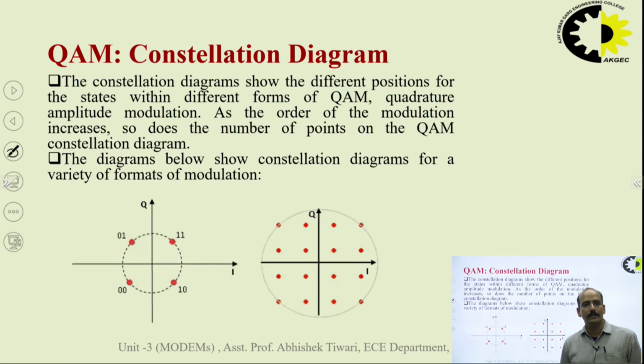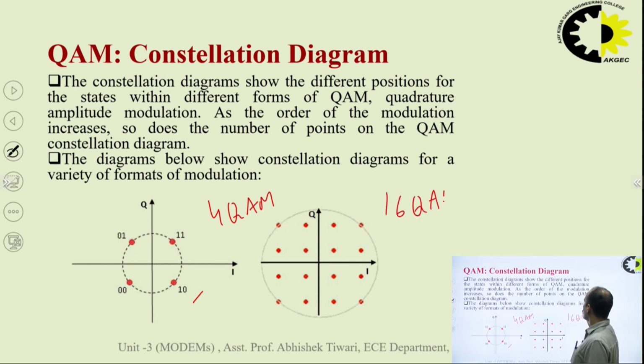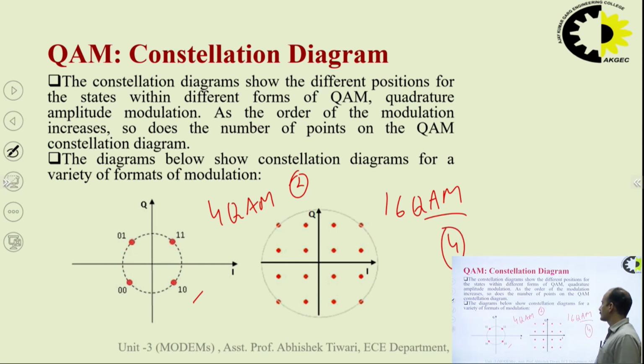So here you can see that this is the constellation diagram of 4 QAM. This is the constellation diagram of 16 QAM. So the number of points is increasing as you are increasing the number of bits. In 4 QAM, you are sending 2 bits per signal. In this, you are sending 4 bits per signal. And similarly, if you are talking about 8 QAM, then you are sending 3 bits per signal.